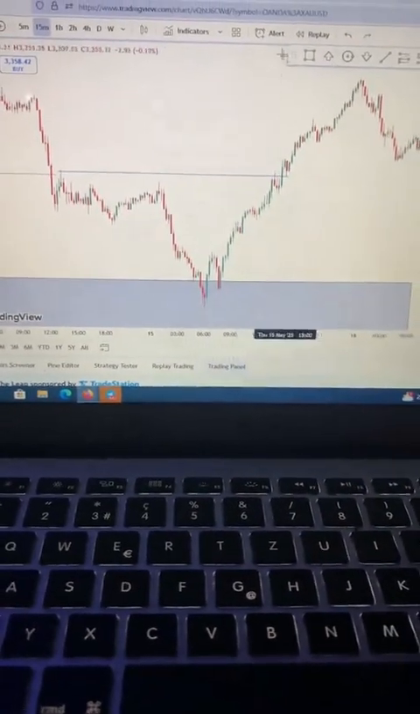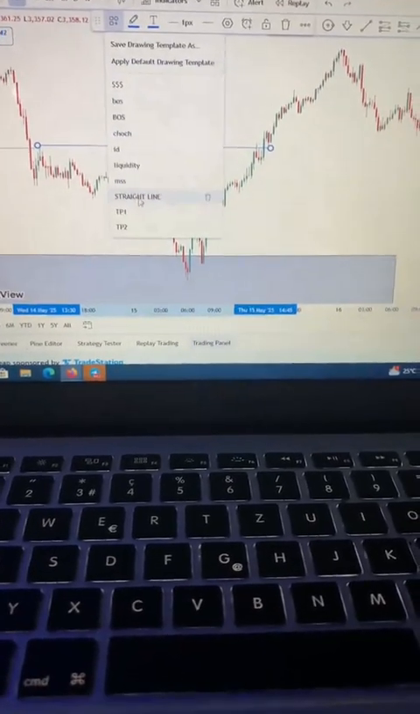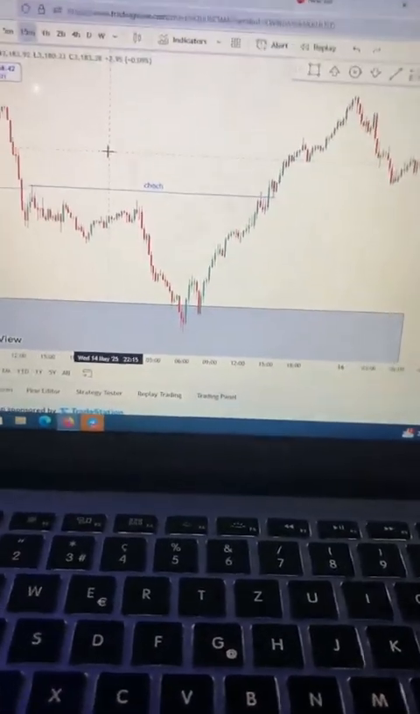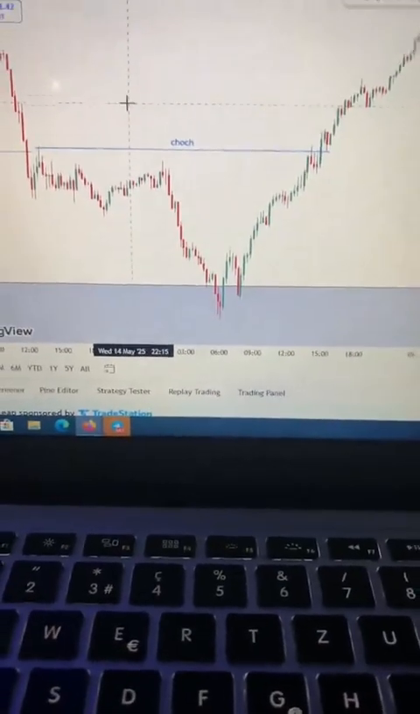They could give us what? A change of character. Let me mark it. Which gives us a change of character to the upside. A change of character. Please, now here we get a problem, traders. Now here we get a problem, this entry.